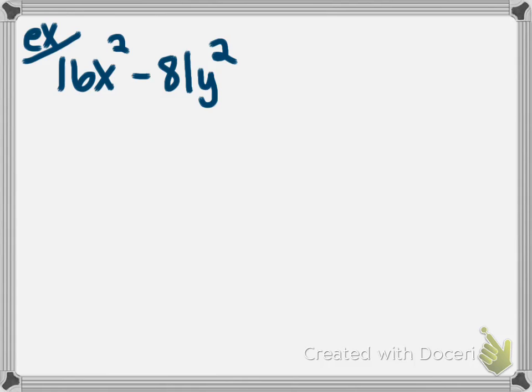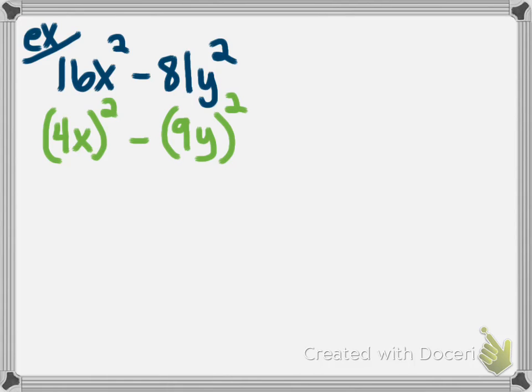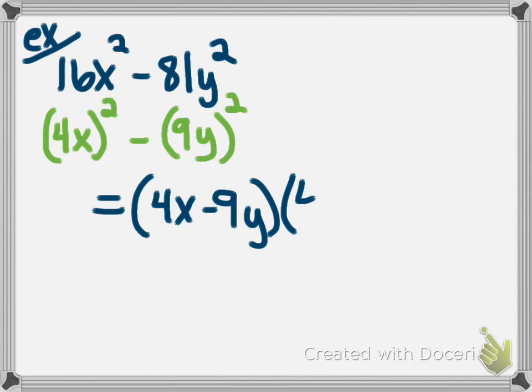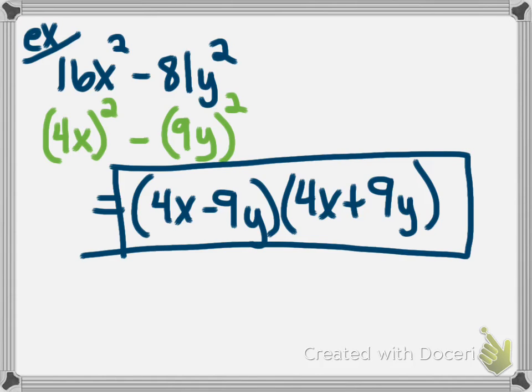See if we can recognize what this is. Is this a difference of two squares? Look at the first term. 16 is definitely 4 squared. So there's the 4 and the x that's being squared. 81 is definitely 9 squared. So it's the 9 and the y that's being squared. So this is a difference of two squares. Because this is a difference of two squares, we can factor this. It's going to be 4x minus 9y times 4x plus 9y. Now certainly those x's and y's aren't squared anymore, so I can't continue on with a difference of two squares. So that's how that one factors. Ta-da!